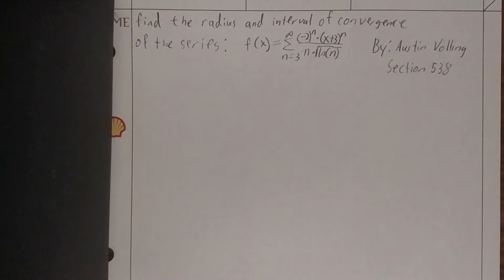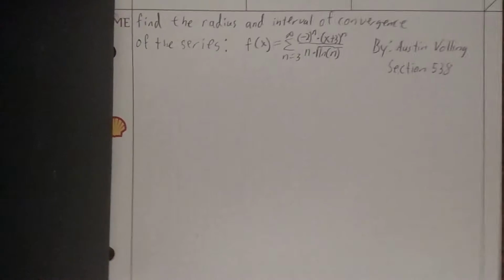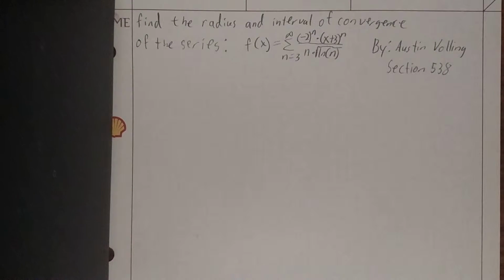I will be finding the radius and interval of convergence of the series f of x equals the series from n equals 3 to infinity of (-2)^n times (x + 3)^n all over n times the square root of the natural log of n.